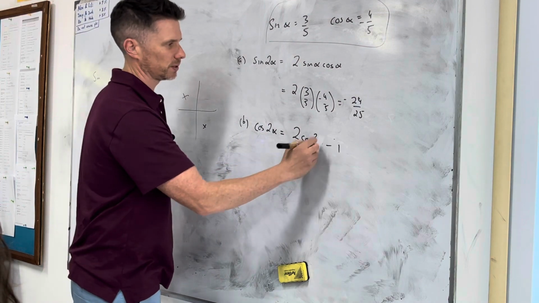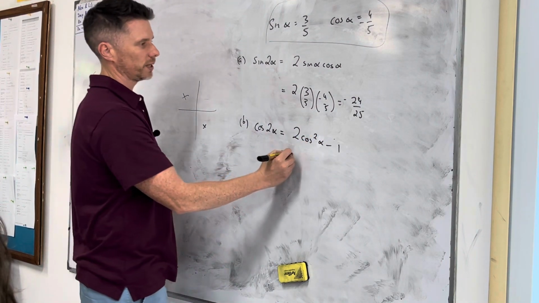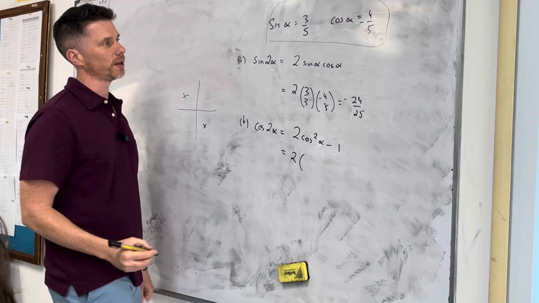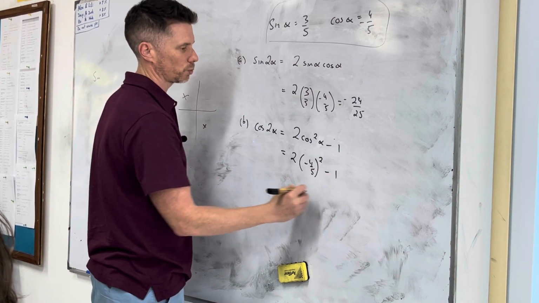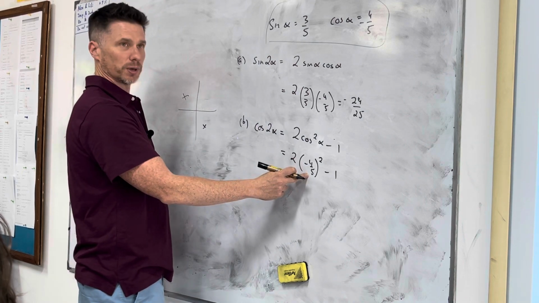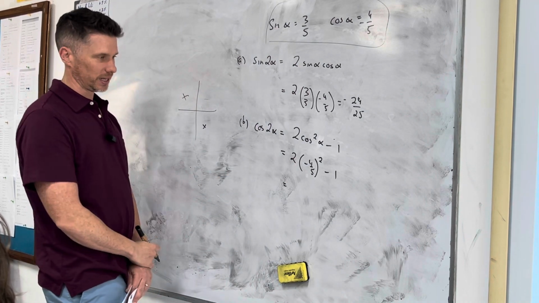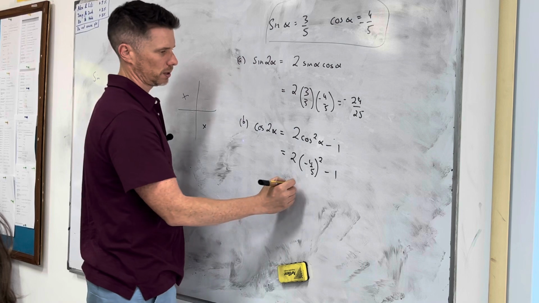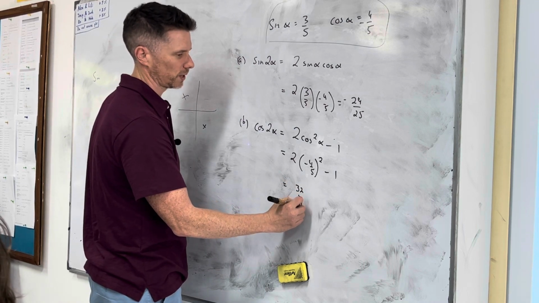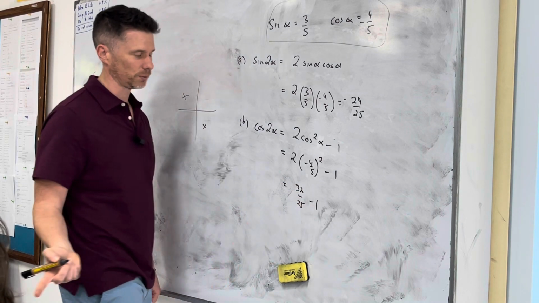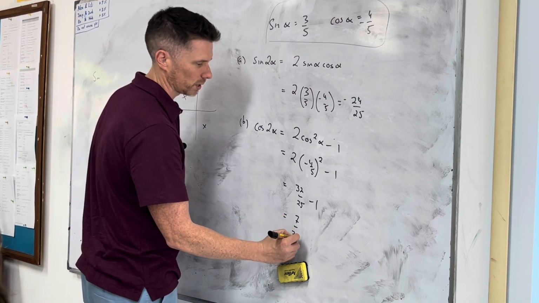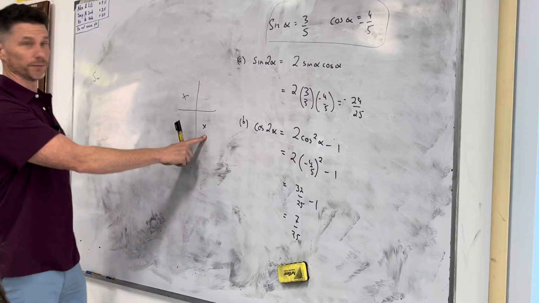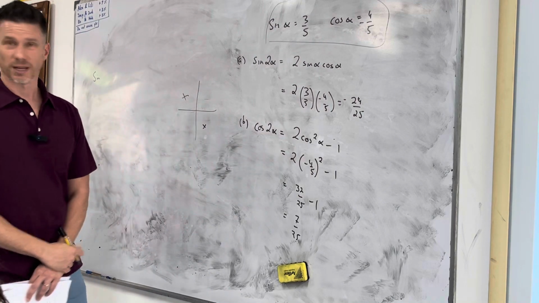Alpha, sorry. So twice cosine squared alpha, so that's twice minus 4/5 squared, minus 1. That squared is 16 over 25, twice is 32 over 25. Take away that 1 is going to leave me with 7 over 25. Okay, so a positive. So we're pretty confident with the double, and that would make sense anyway.